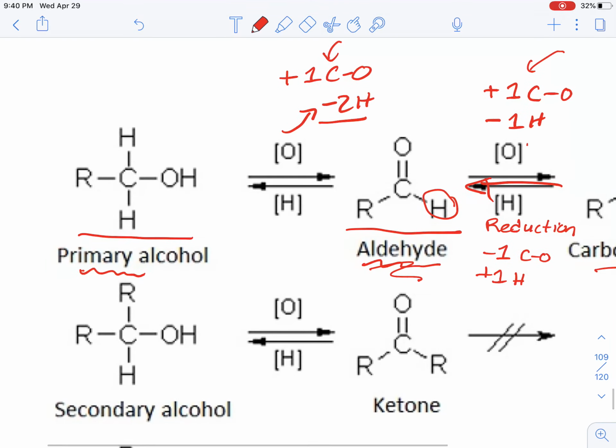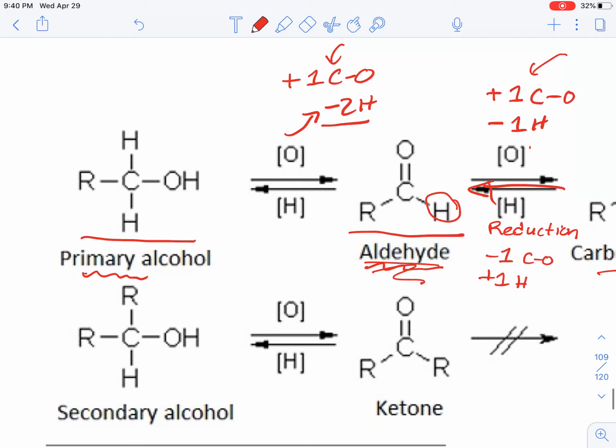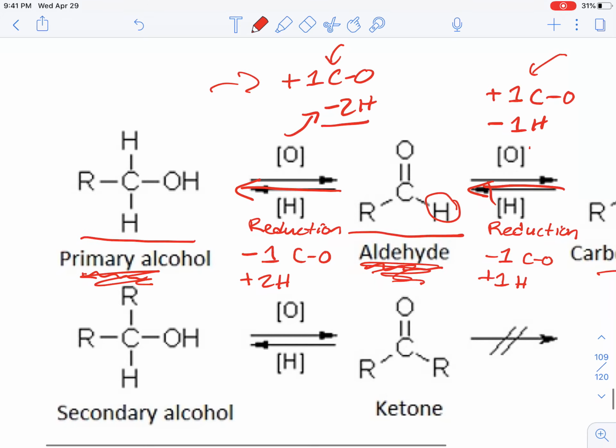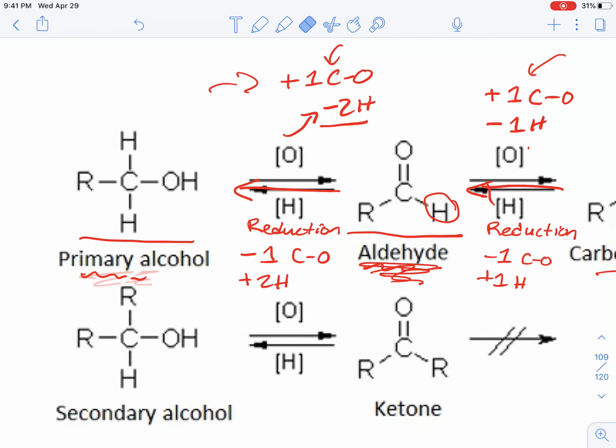In a similar manner, if we're going from an aldehyde back to a primary alcohol, so going in reverse, then we simply take the opposite of these values here. We're going to lose one connection between carbon and oxygen, and then we're going to gain two connections to hydrogen. And that's going from an aldehyde to a primary alcohol.